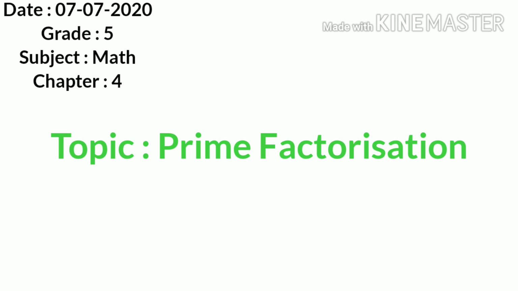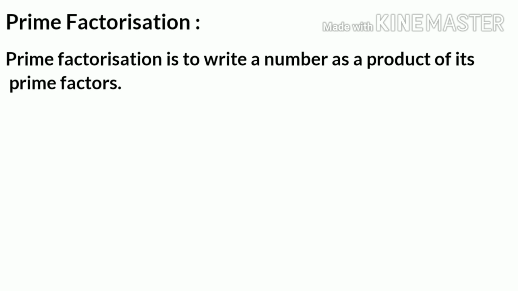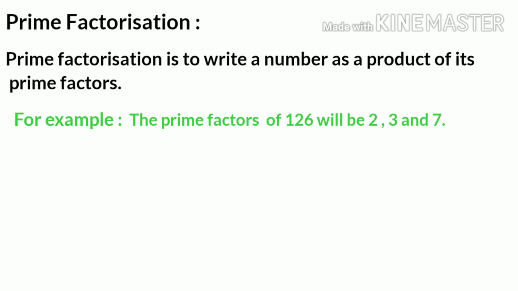First we will see the definition of prime factorization. Prime factorization is to write a number as a product of its prime factors. So basically, the prime factorization of a number involves breaking that number down to its prime factors. For example, the prime factors of 126 will be 2, 3 and 7 because 2 multiplied by 3 multiplied by 3 multiplied by 7 is 126.